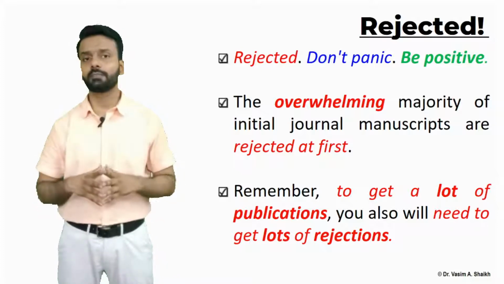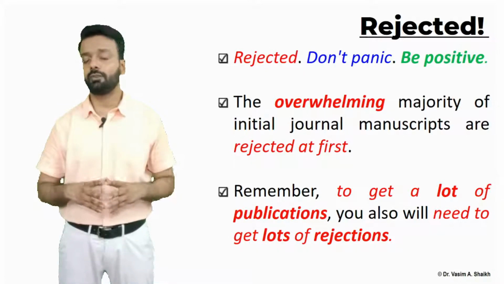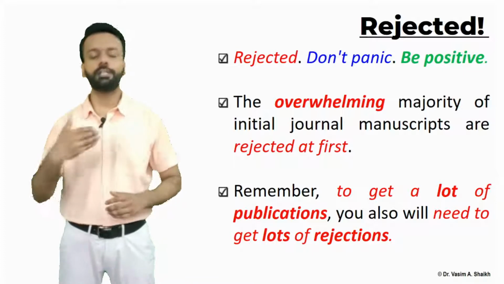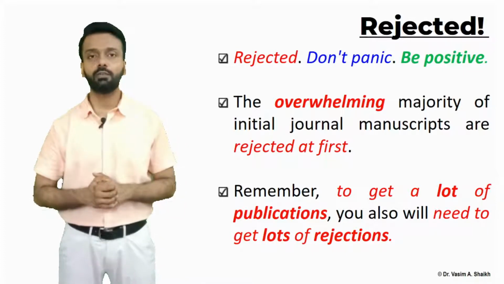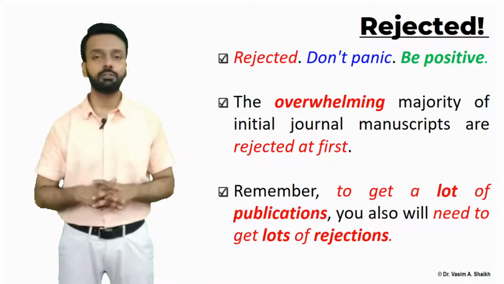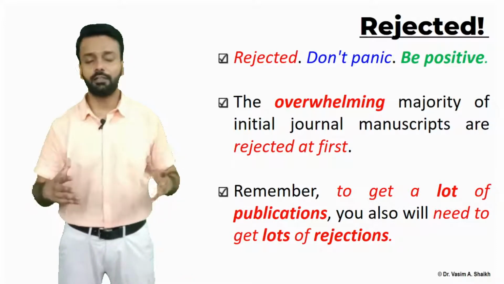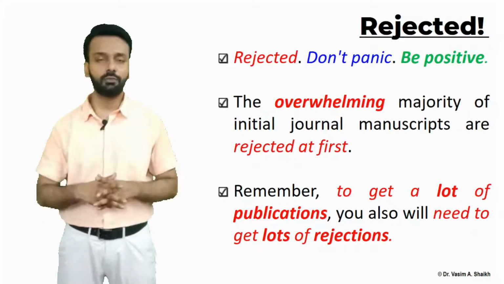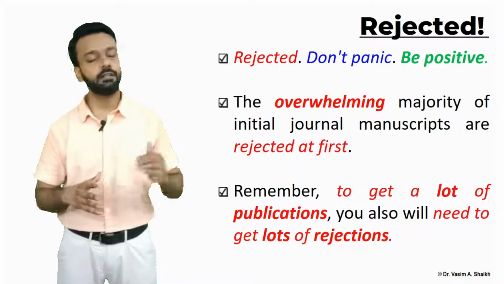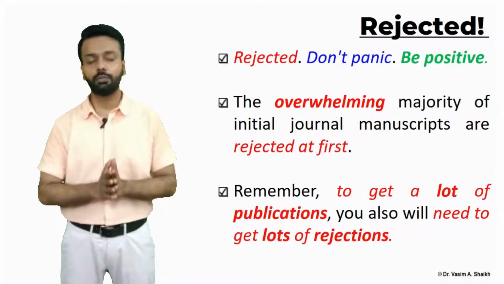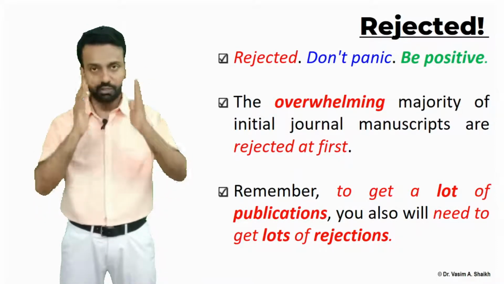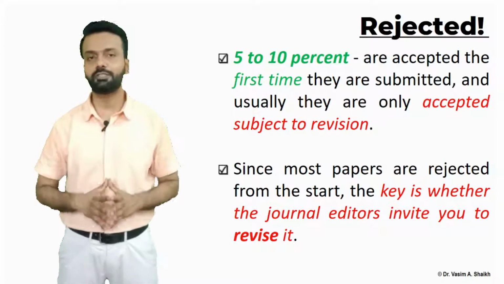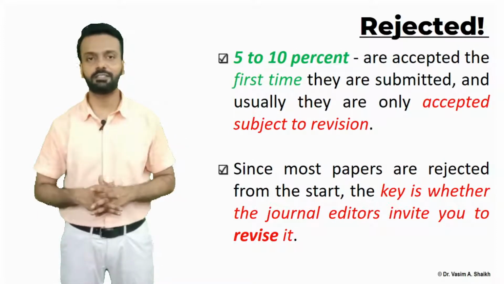So remember, the key thing is that for a lot of publication you need to have a lot of rejections, because the moment your manuscript is rejected, you understand the point of view of the reviewers, what the reviewers want, and the comments which you get from the reviewers have to be taken very carefully, looked into very carefully, and for the next manuscript which you are submitting, you need to keep in mind the perspective of the reviewer. So as I said, only 5 to 10% of the articles are accepted at first instance.